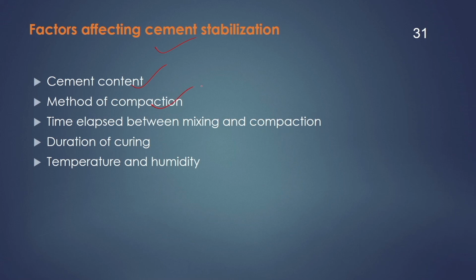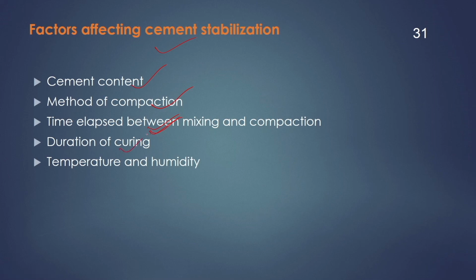The method of compaction. The next is the time elapsed between mixing and compaction. If there is a time gap between the mixing and compaction, because of this pozzolanic reaction, the soil will get hardened because the cement will start to settle in. So, therefore, the soil cement mixture will start to harden, and if there is a large gap between mixing and compaction, then the compaction process cannot be carried out with a good amount of compaction. Therefore, the strength gain cannot be achieved what it should be.